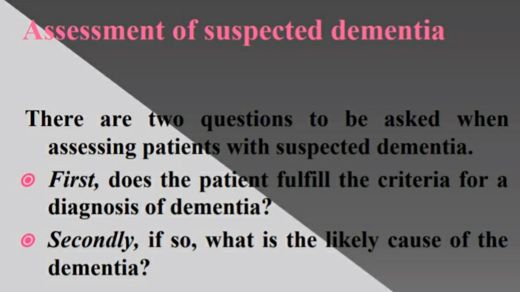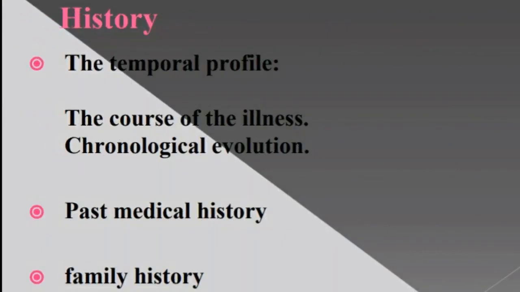Assessment of suspected dementia. There are two questions to be asked when assessing a patient with suspected dementia. First, does the patient fulfill the criteria for a diagnosis of dementia? Secondly, if so, what is the likely cause of the dementia? Now, history. The temporal profile.